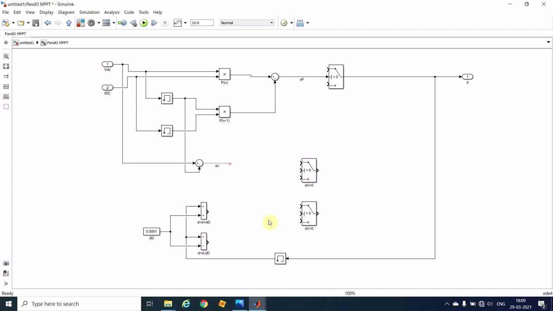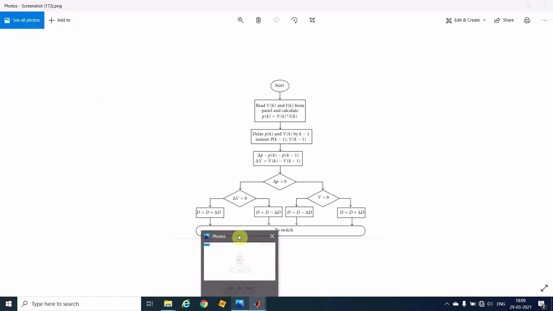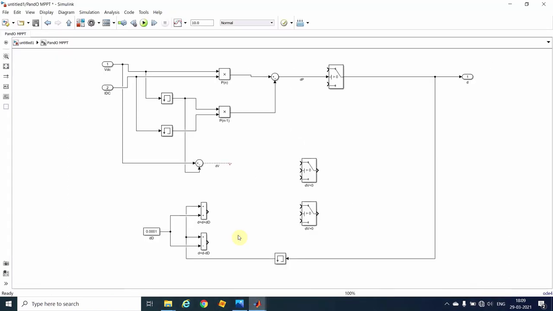Okay. So now, when del V is less than 0, if this one is true, so this one is not true. This one connects here, and this one will be connected here. And this one will be connected here, and this one will be connected here. Okay, and this one would be connected here.